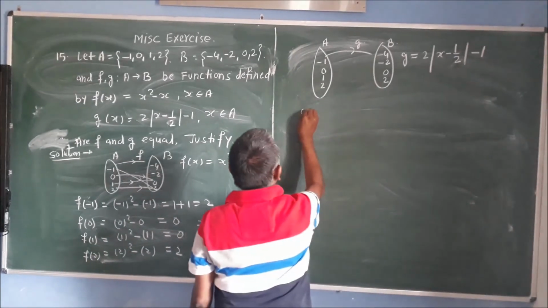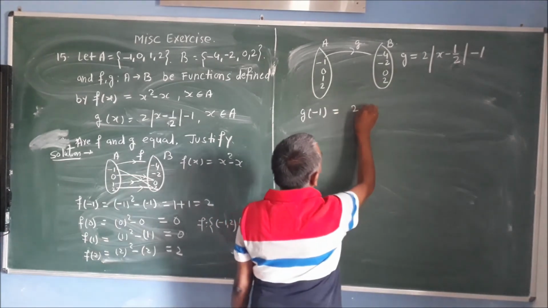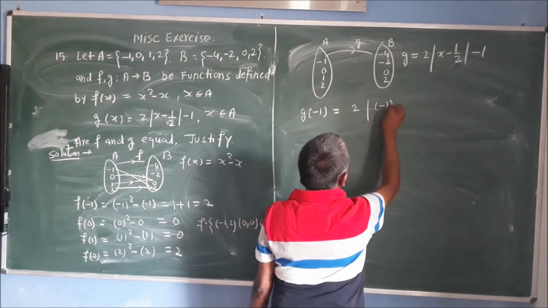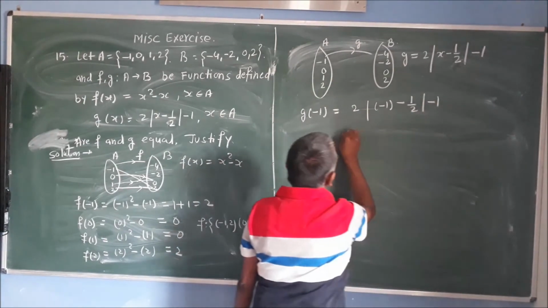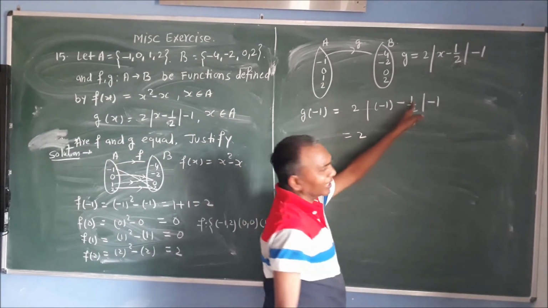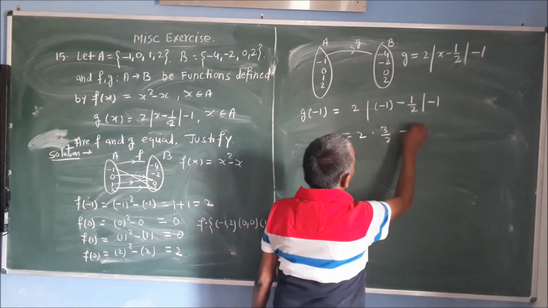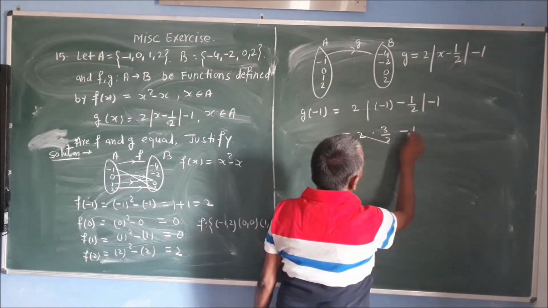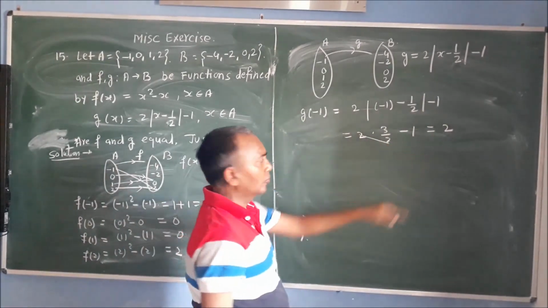So what is the value of g of minus 1? This will equal 2 into modulus of minus 1 minus 1 by 2. So this can be written as 2 into minus 2 minus 1, that is 3 by 2, so 2 into 3 by 2 minus 1. This will be cancelled, and 3 minus 1 is equal to 2. So g of minus 1 is equal to 2.